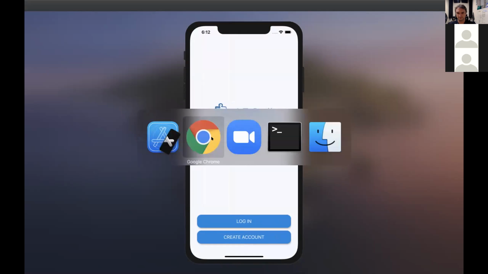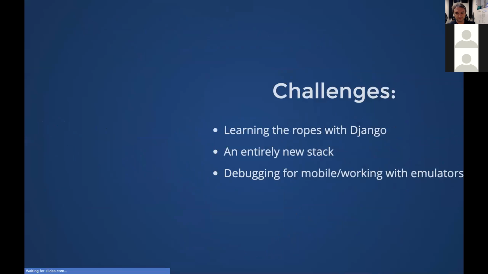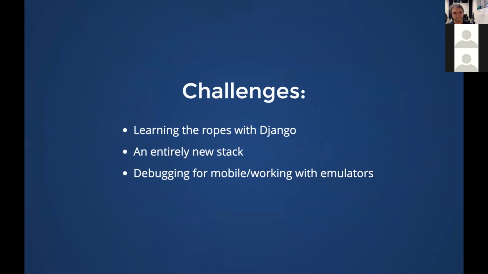So some technologies that I used while making this application was Python with Django for the back end, a React Native front end using React Navigation, and PostgreSQL for the database. Some challenges associated with this project was learning the ropes of Django. I've had a little bit of Python experience, but Django as a backend was far different for me coming from Rails or Node. Some of the documentation was a little bit more difficult to navigate.